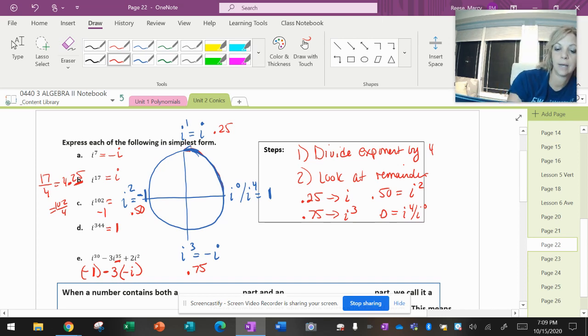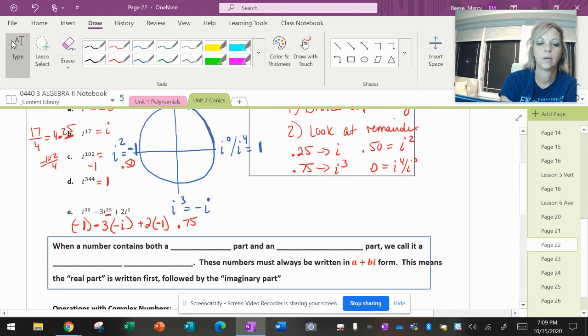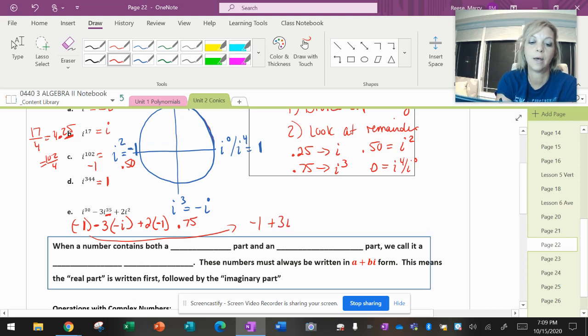And then i to the second, you're going to see a lot, by the way, a ton, is equal to -1. Okay, so notice what I did. I replaced them all, right? So let me come over here with this. So I got -1. -3 times -i is positive 3i. And then 2 times -1 is -2.